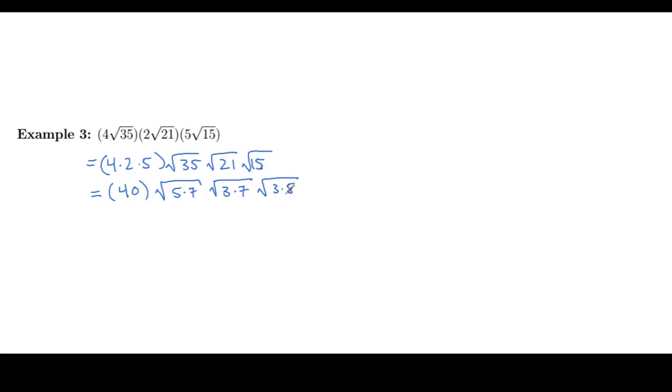So here's what I was getting at. Look at the factorization. None of these are perfect squares, so by themselves they don't simplify, but look what happens when we break this up. So we have 40, then we have root 5, root 7, root 3, root 7, root 3, root 5, right? So look at what we have here.